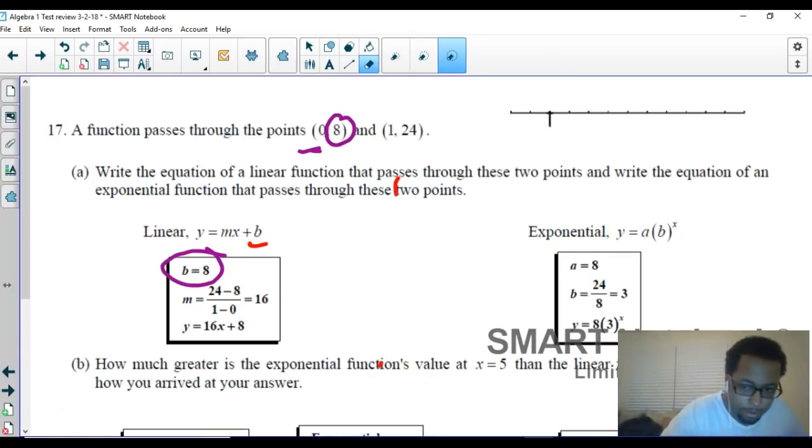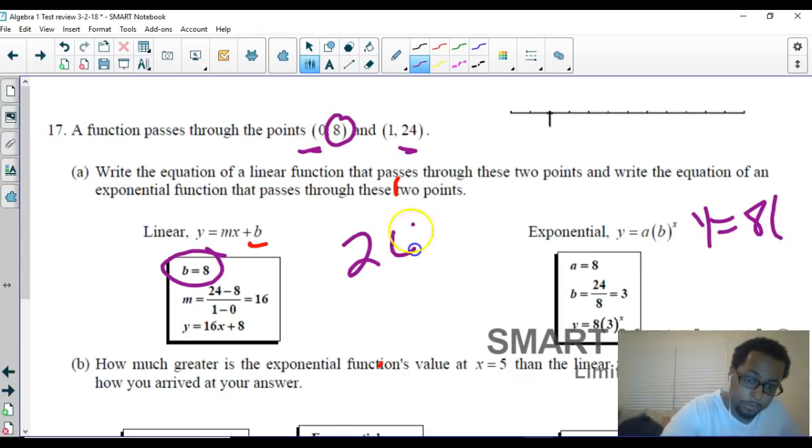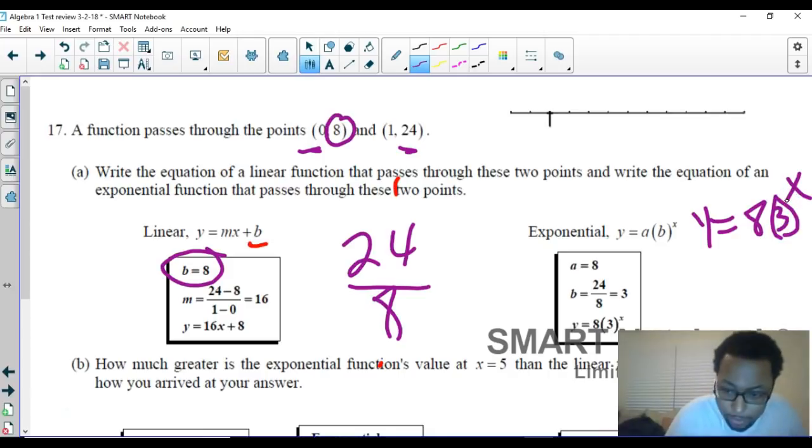So again, same idea. The y-intercept is 8. How do you know? Because we just said it. In order to find the y-intercept, x has to be 0. So we know that the y-intercept is 8. How do I find 3? I take the second number divided by the first number. Voila, I have 3. And do not forget the x because it's to the x power, because it's an exponential thing.